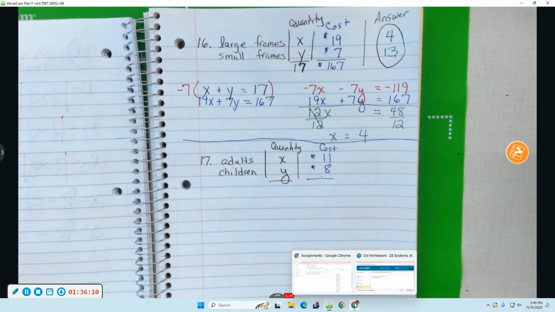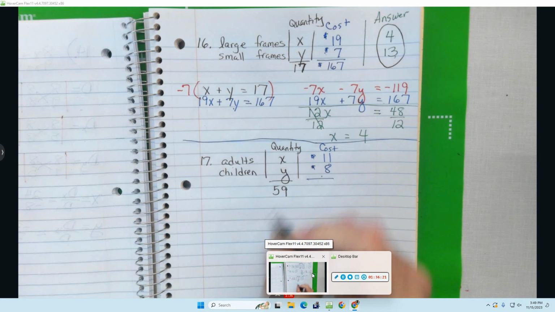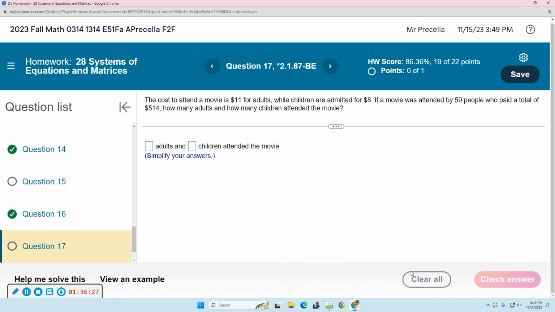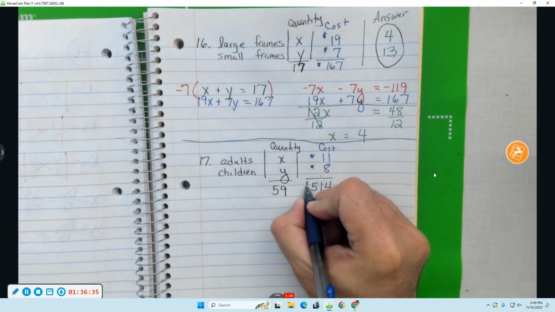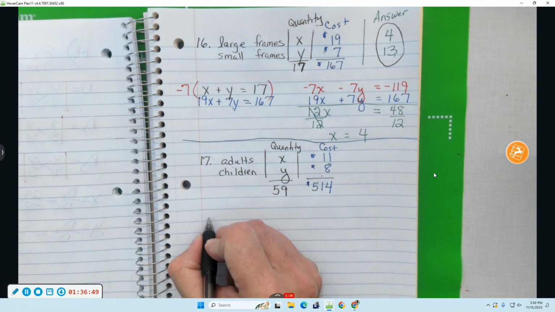What was the total quantity? How many tickets were sold, or how many people attended? 59. Okay. So totaling up the quantity, 59 tickets were sold. Now, how much money did they bring in? 514. Hopefully you see the two equations. Hopefully you're thinking, oh, this is sort of like number 16. The setup is? What's the first equation?